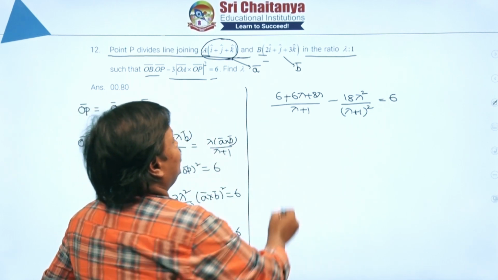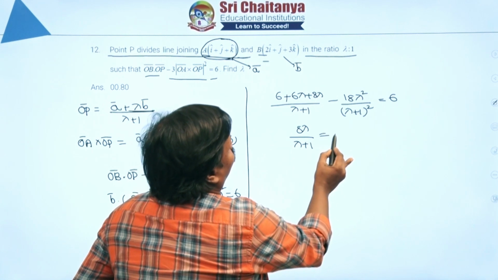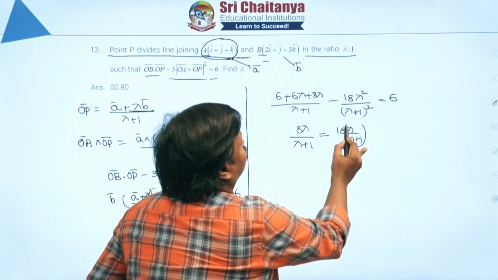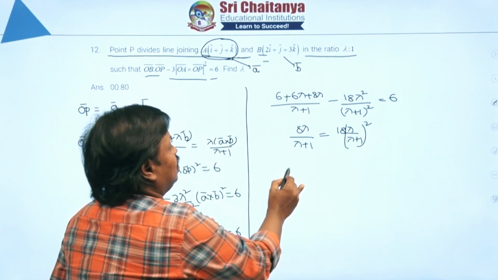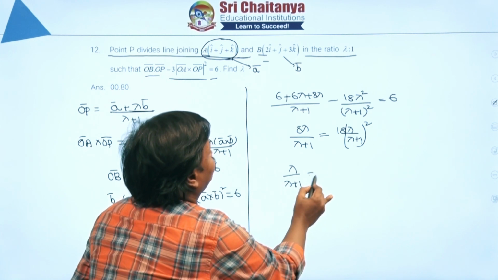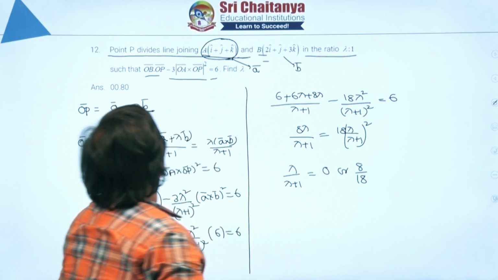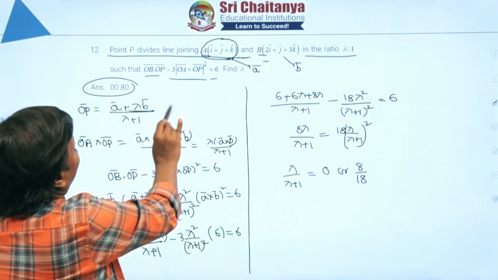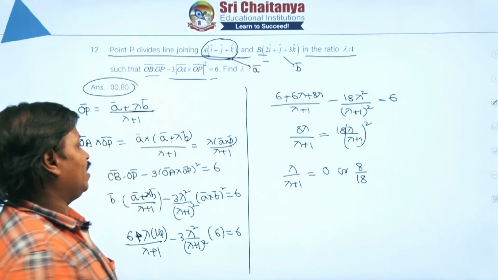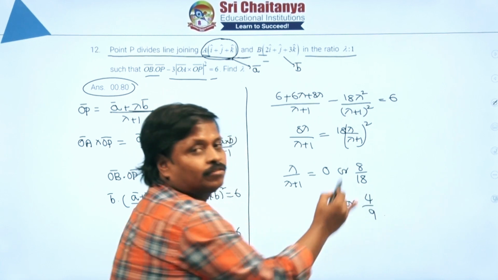If you simplify this, you will get it as 8 lambda by (lambda plus 1) equals to 18 lambda by (lambda plus 1) whole square. So from this, lambda by (lambda plus 1) equals to either 0 or 8 by 18 we will get. So I think this answer may be wrong, or there may be a mistake in the collected data. So answer will be 0 or 4 by 9.